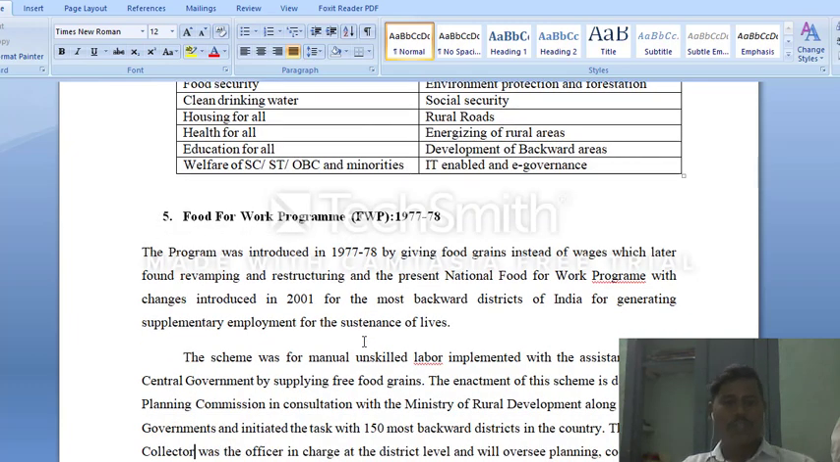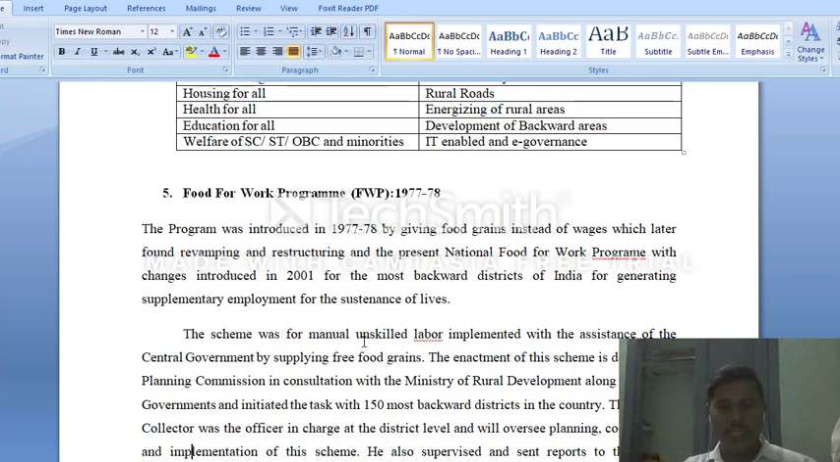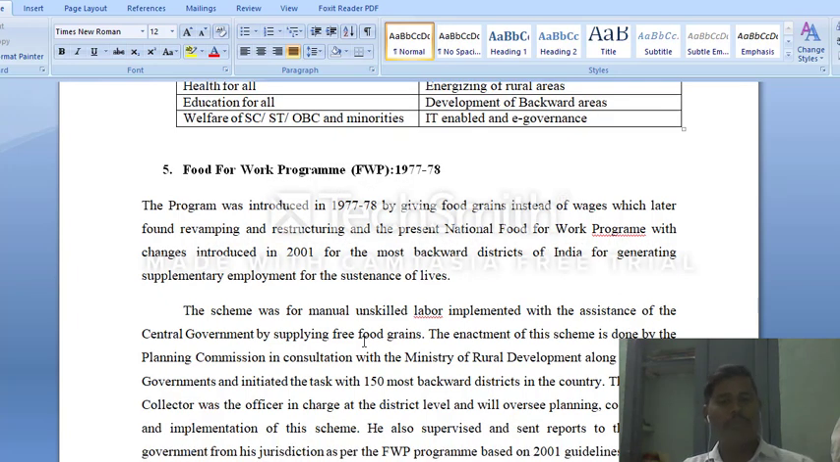This scheme was for manual unskilled labor, implemented with the assistance of the central government by supplying free food grains to the needy people. The enactment of this scheme was done by the Planning Commission. Now we don't have the Planning Commission; it has been renamed as Niti Aayog. In consultation with the Ministry of Rural Development along with the state governments, it initiated the task with the 150 most backward districts in the country.